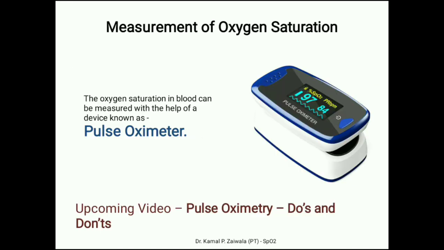So now the question is, how is this oxygen saturation in the blood measured? The oxygen saturation of the blood can be measured with the help of a pulse oximeter. The pulse oximeter is a device which can be placed on the fingernail, and the oxygen saturation of the blood can be known. How to use this device, I will be covering in the next upcoming video.